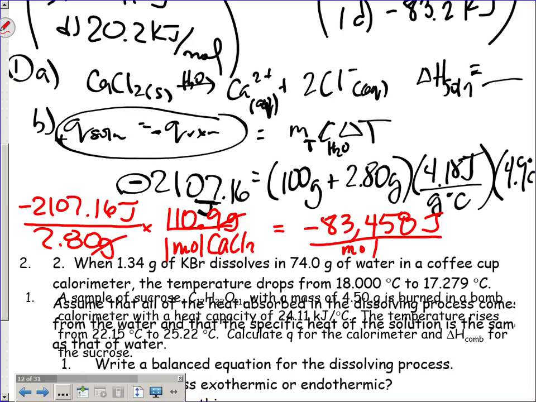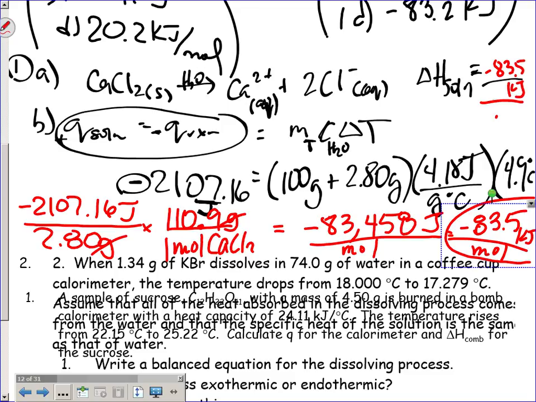So generally when the number's like a couple thousand, you convert that to kilojoules, so that should be negative 83.5, right? Negative 83.5 kilojoules per mole. And that's how we should write it when we write our delta H of solution, negative 83.5 kilojoules per mole, to complete that thermochemical equation that we have at the top.